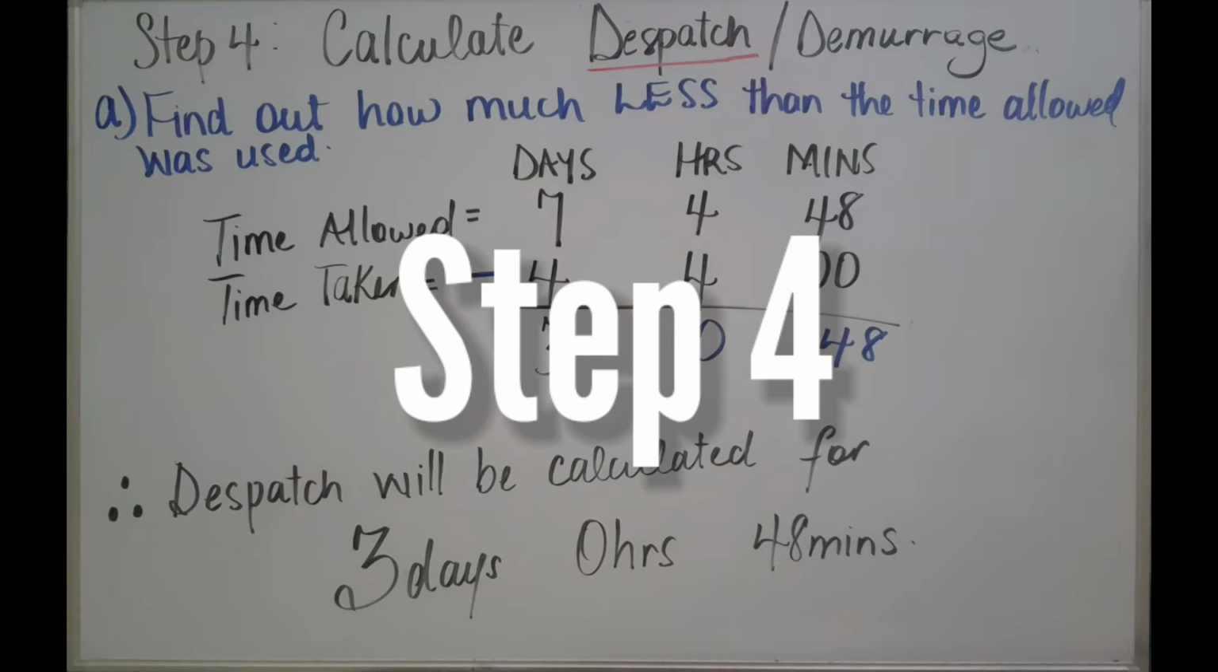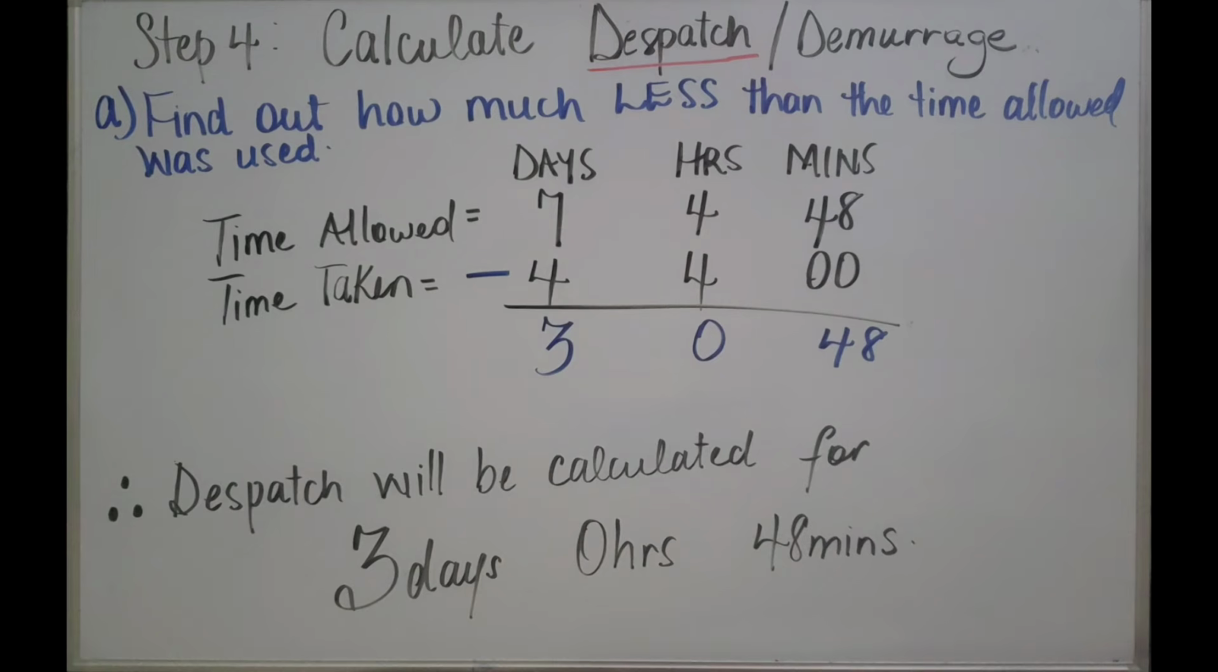Step 4. It's time to calculate dispatch or demurrage. In this case, I've underlined dispatch because we have used less time than the time allowed, right? So let's start. 4A. We have to find out how much less than the time allowed was used.